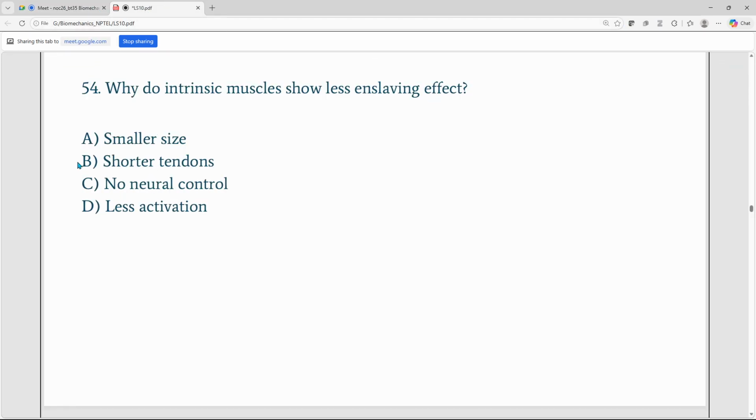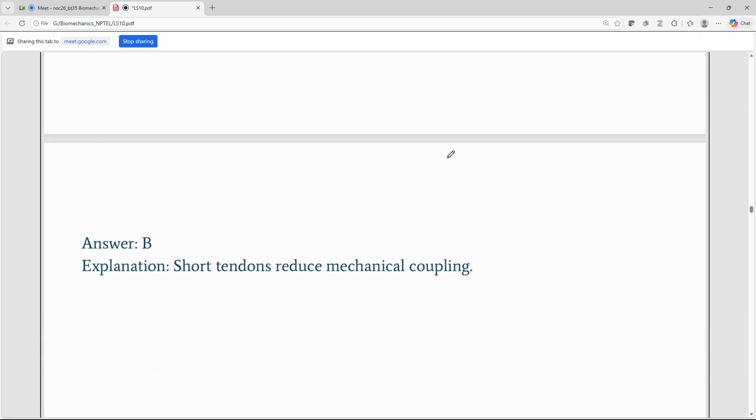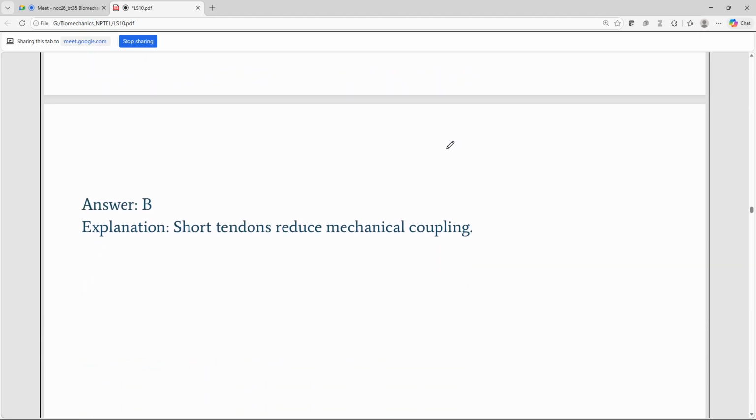Answer is option B, shorter tendons. Because intrinsic muscles have shorter tendons, it reduces the mechanical coupling. So the correct answer is option B.